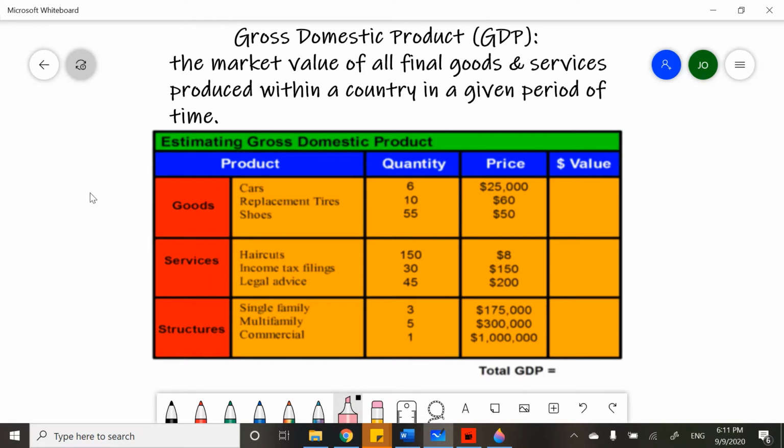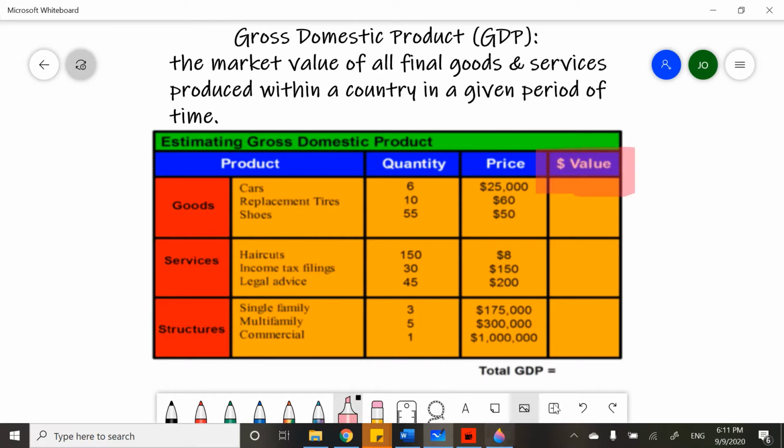We have here this very simple economy for an example. In this economy, we have basically 9 goods and services that are produced within the country. Now, it is easy to see that if we calculate price times quantity, we should be able to get what we call the market value.